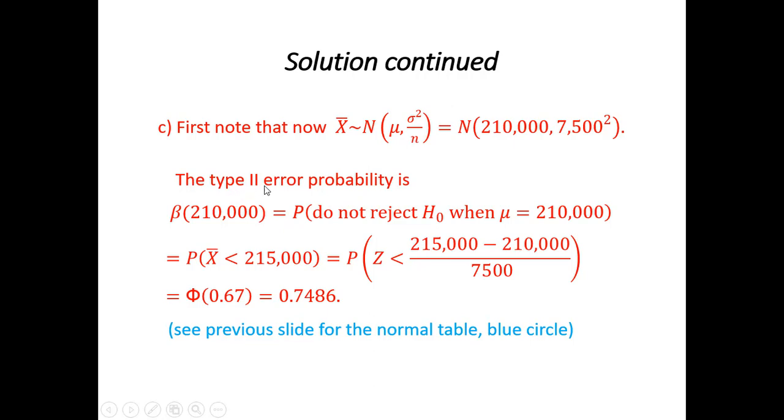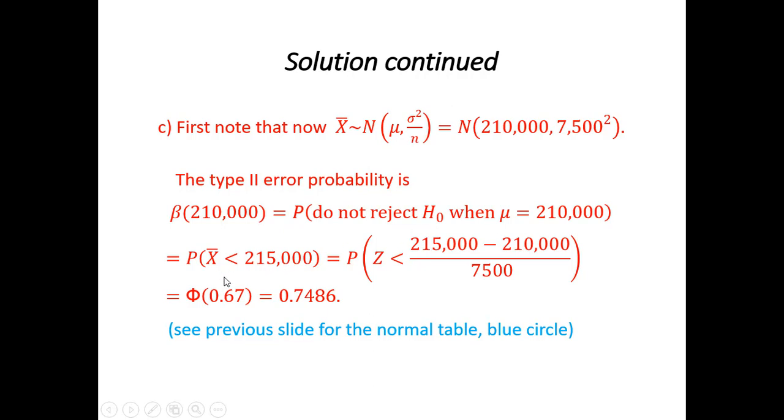So the type 2 error probability is, we'll use the notation beta of 210,000. In here, this is what we're assuming the true mean is. Again, beta is the probability of a type 2 error. So this is the probability that we do not reject the null when mu is equal to 210,000. So that would be our type 2 error.